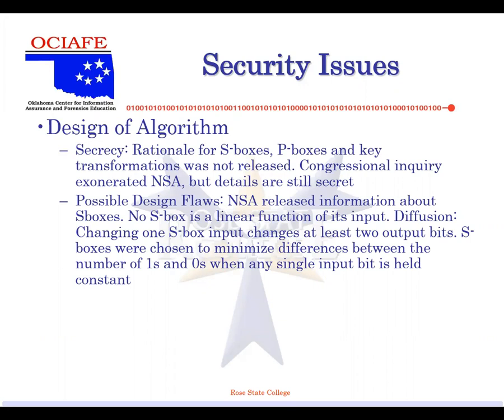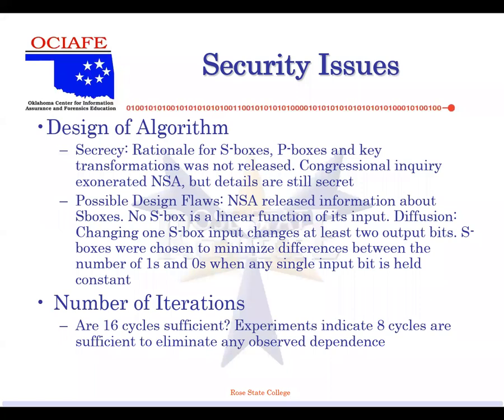Possible design flaws, as NSA released information about the S boxes. It says no S box is a linear function of its input. Okay. Diffusion, or changing one S box input changes at least 2 output bits, which is good. We want that. S boxes are chosen to minimize differences between the number of 1s and 0s when each single input is held constant. Okay. So is that a flaw? I don't know.